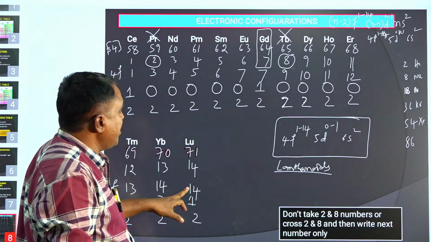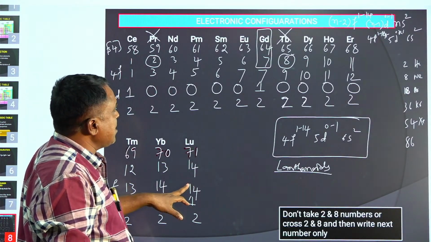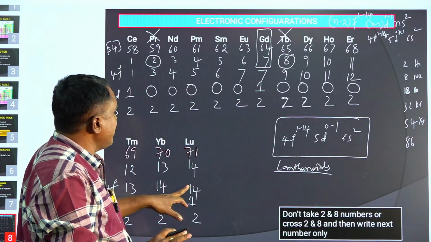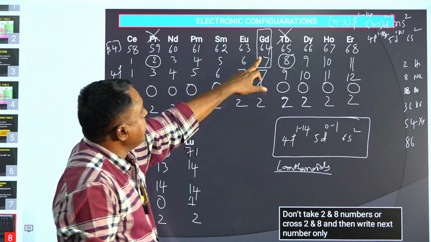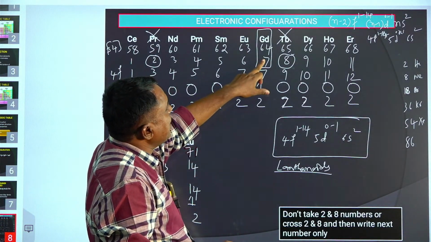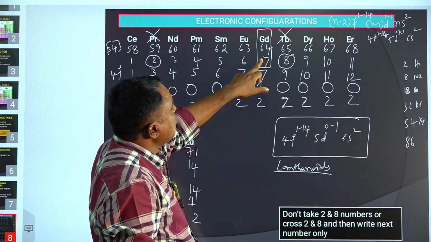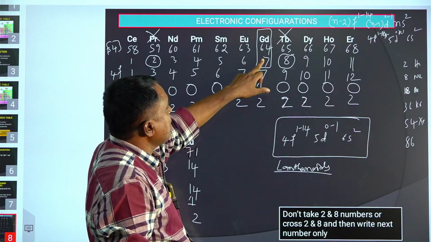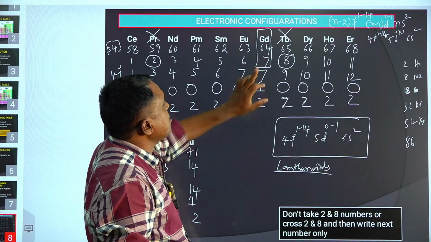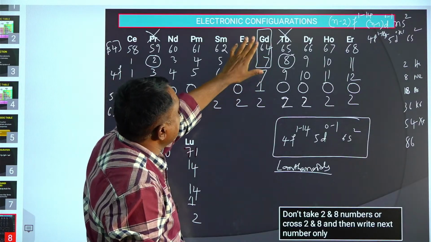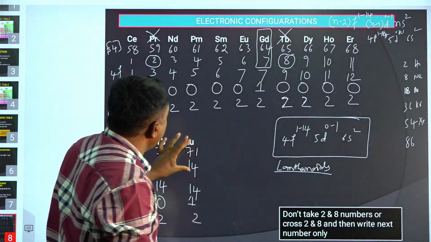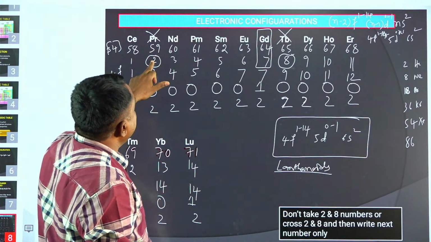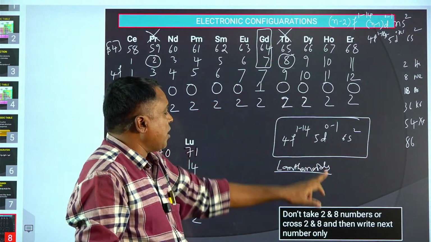In lutetium there are 14 electrons in the f, so they are completely filled. Therefore this is extra stable. And in gadolinium there are 7 electrons in the 4f, so it is half filled. Half filled is also extra stable. Therefore you don't change gadolinium's 7 electrons and lutetium's 14 electrons. And only for the second element and 8th element you leave blank.